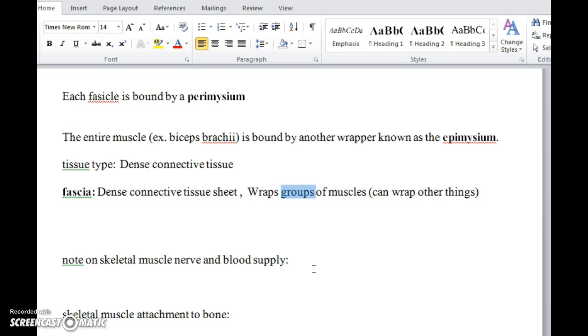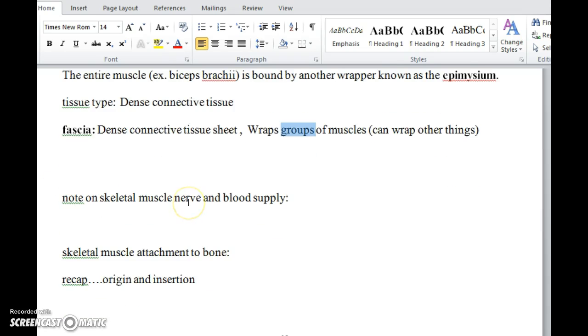For example, if you've heard of the quadriceps muscles, they're the quads. They're the muscles on the front of your thigh. There are four different muscles there, and they've all got the common job of extending the knee. So they've all got a wrapper around them that I'll show you on the cadaver when we get back and get those out. But yes, it wraps the whole group of muscles.